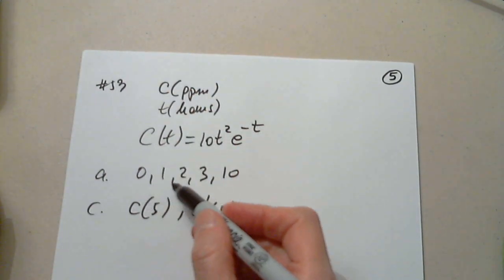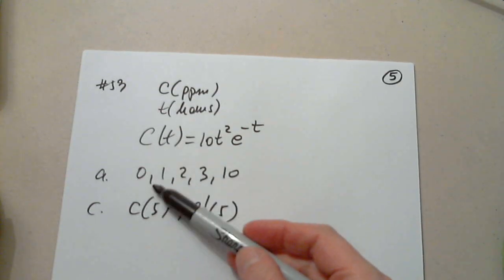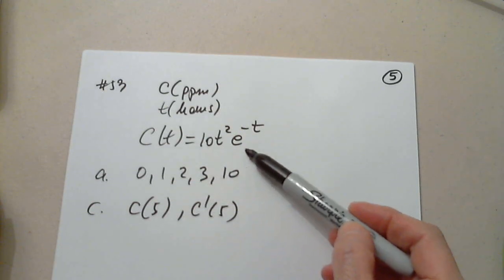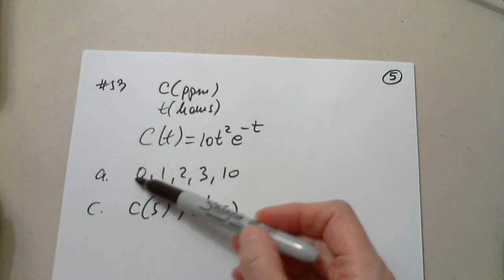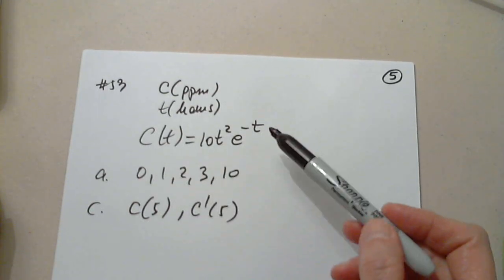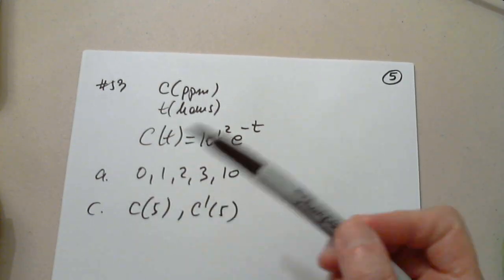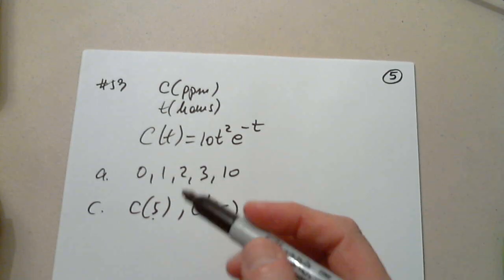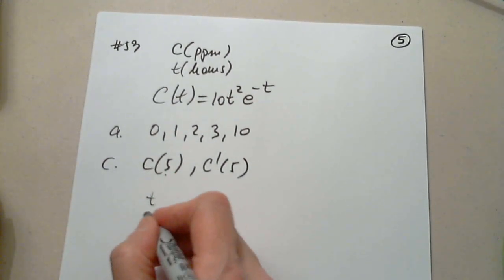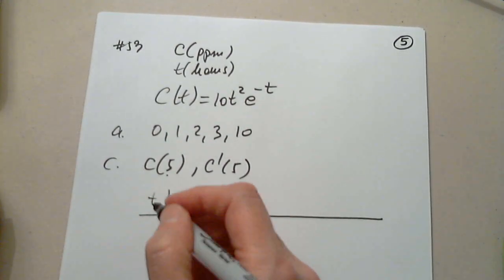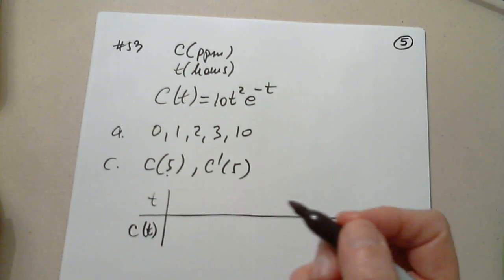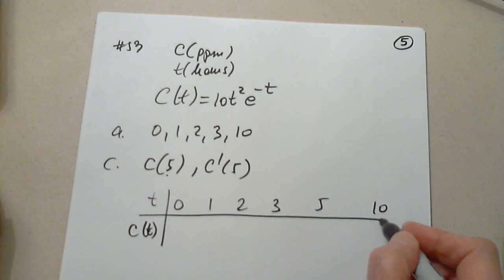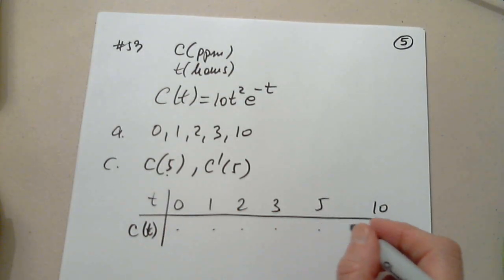So in order to determine these numbers, the values for these x values, I would put this function in the graphing calculator as you see it, and then plug in these. I'm not going to do it 10 times or 5 times by hand. And I'll also determine this, and also 5. So I can create a table with C of t with 0, 1, 2, 3, 5, and 10, and then put the values underneath.